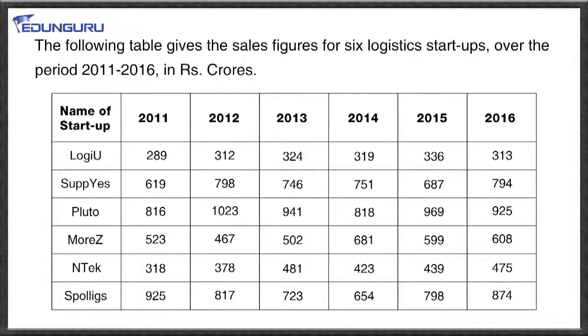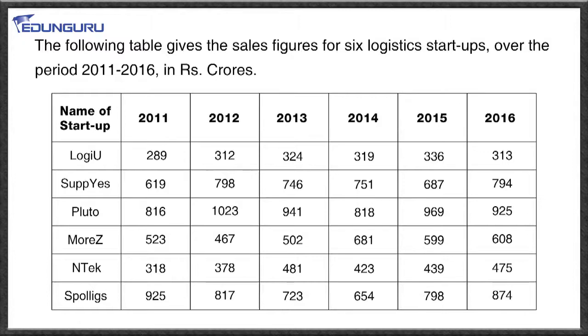Next, 13 to 14, LRDI decreased, Pluto decreased as well. 14 to 15, LRDI increased, Pluto increased. 15 to 16, LRDI decreased, Pluto decreased.